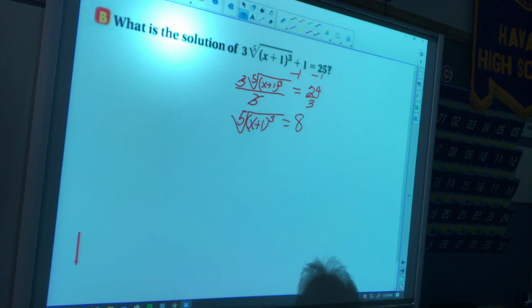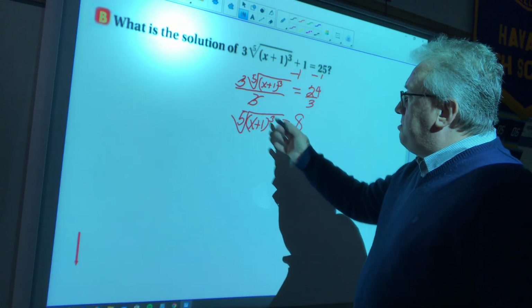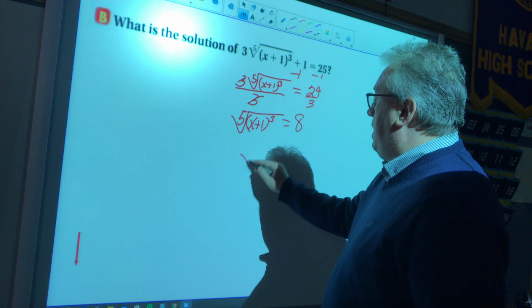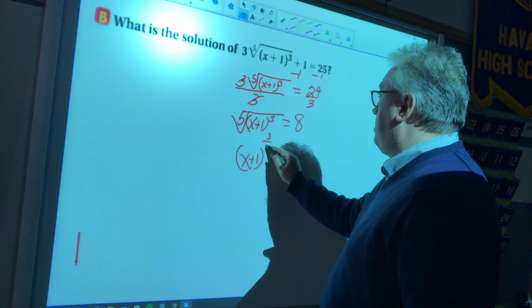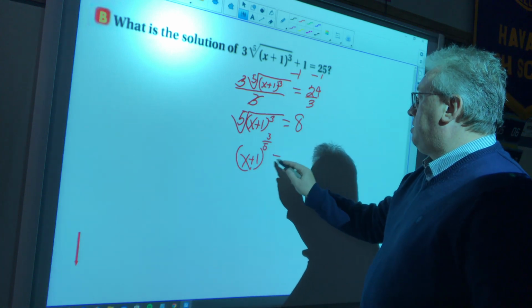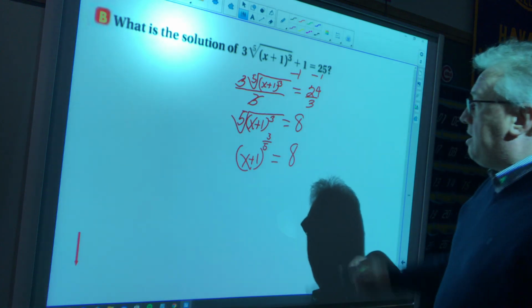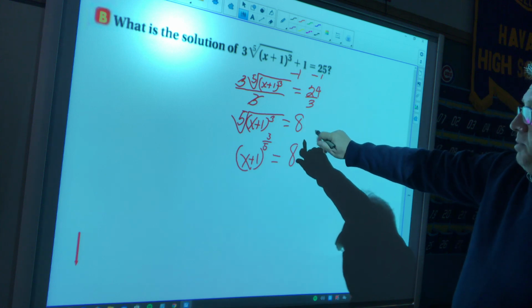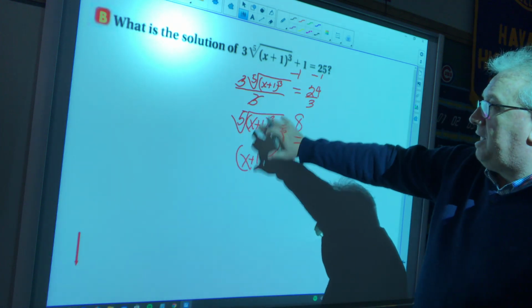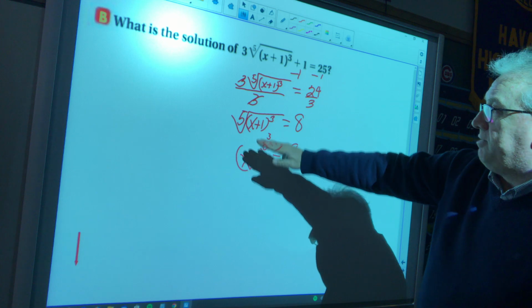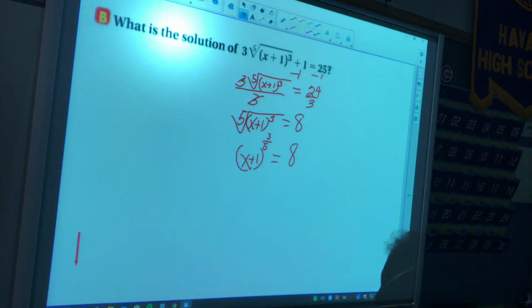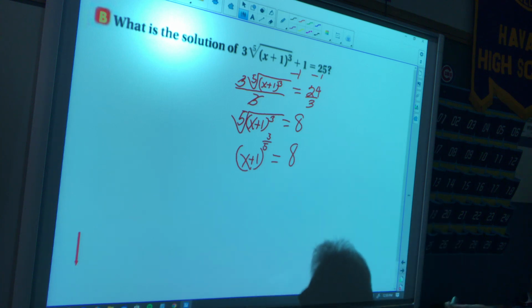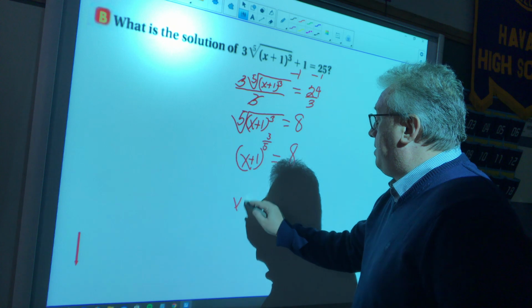All right? Now, let's convert this to exponential form. x plus 1 quantity to the 3/5 power equals 8. I don't have to do anything on the right because I haven't really changed anything on the left. All I've changed is the appearance. I've gone from radical form to exponential form. So I don't have to do anything on the right side. But now I want to take x plus 1.